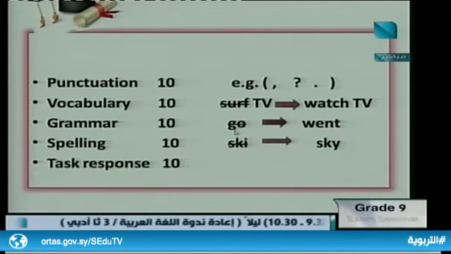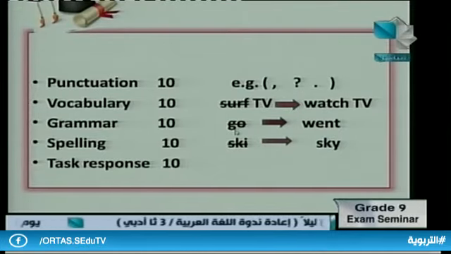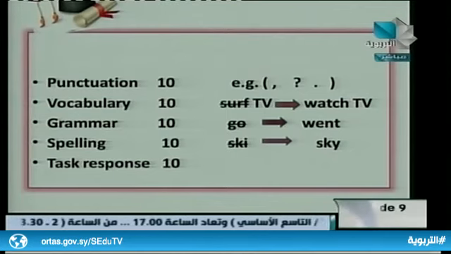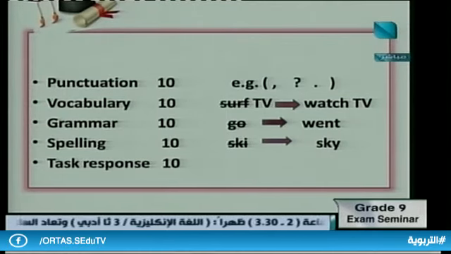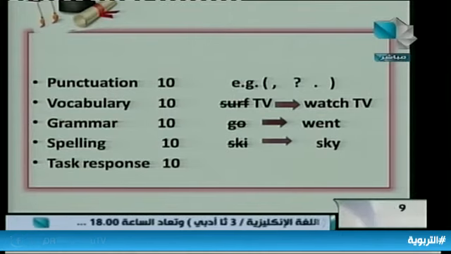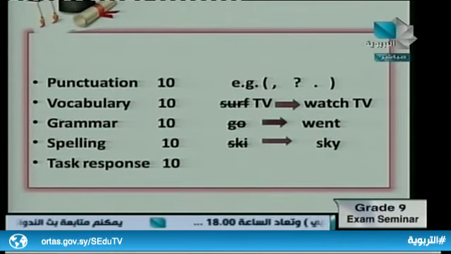Grammar: he must use the correct tenses related to the topic and related to the tenses he is using in general. Here, if he uses, for example, go rather than went, he will also lose some marks. I have to say yesterday I went. Now, another example about vocabulary. What do we mean by vocabulary? Like the collocation, with TV he must use the verb watch, not the verb surf. So if he uses surf TV, he will also lose some marks.